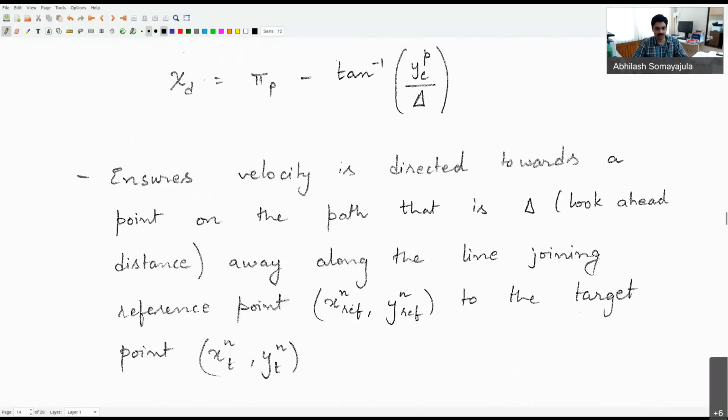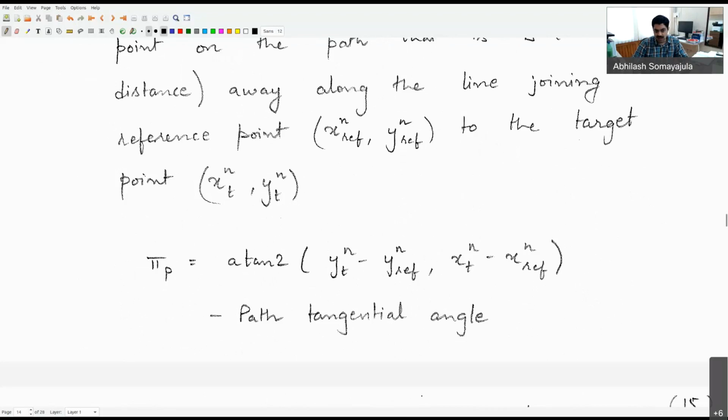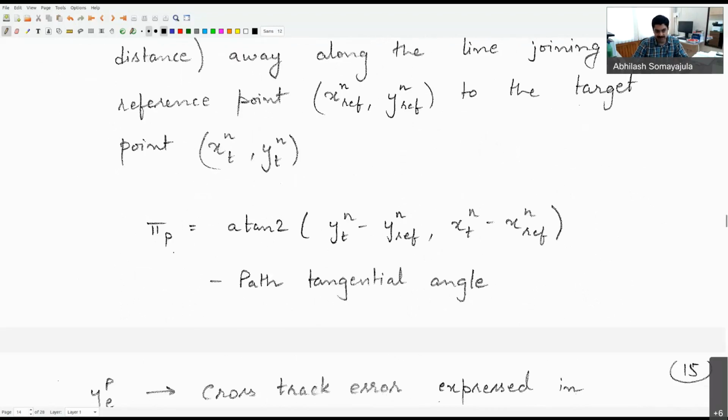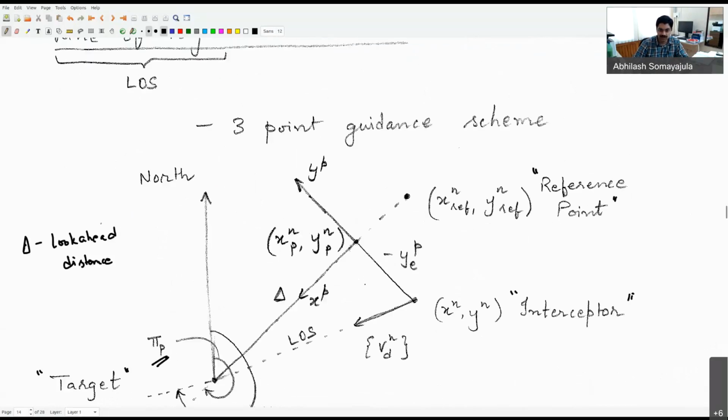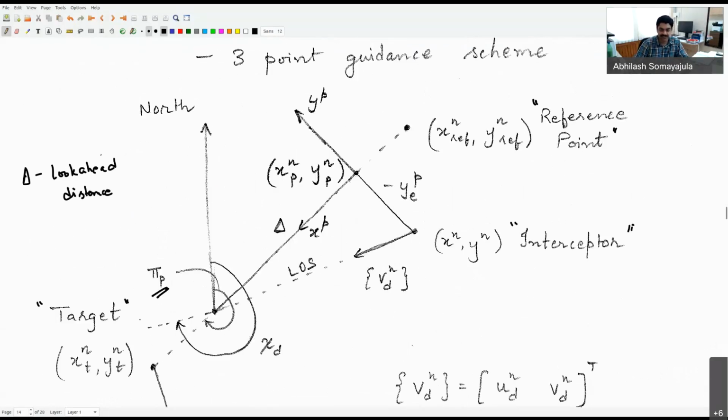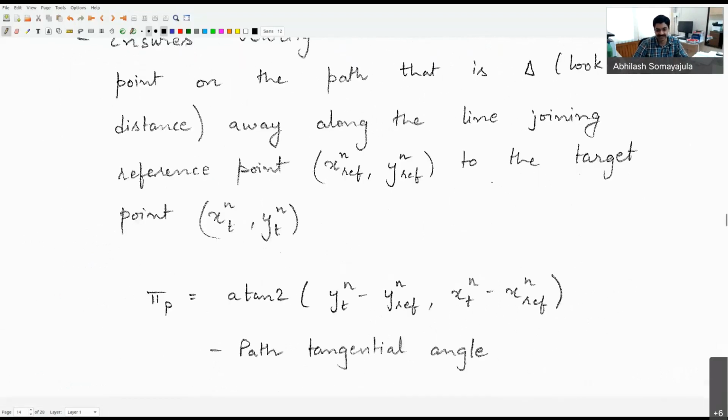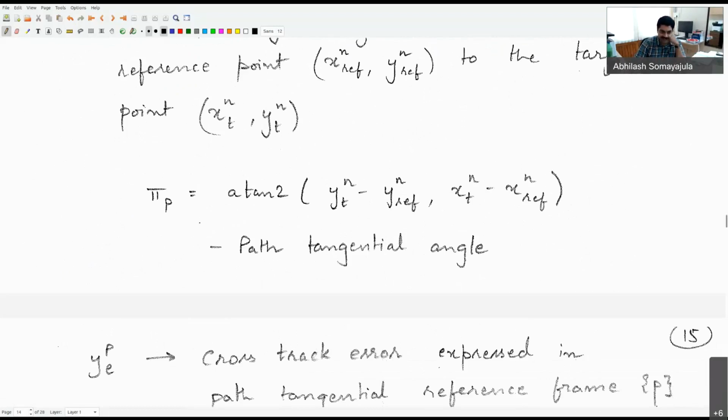Notice that this sort of guidance law, where the desired course angle is given by this, ensures that the velocity is directed towards a point on a path that is some distance away from the line joining the reference point and the target point. We can find the value of pi_p. That is given by tan inverse of yt minus y ref, so basically we are looking at the slope of the line joining the target to the reference point. The slope will be tan of pi_p, which is yt minus y ref divided by xt minus x ref, where all the quantities are represented in the NED frame.